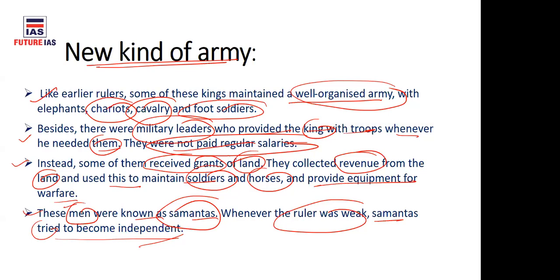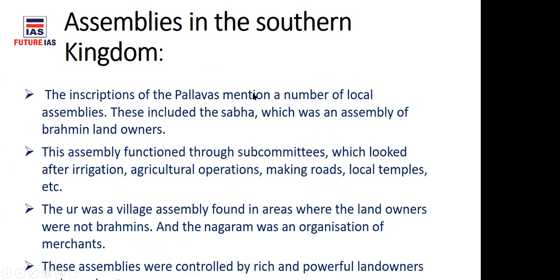All right. Now you must understand, though these samantas are very powerful because they have the support of soldiers, horses, equipment and all sorts of things, whenever the ruler was weak, these samantas tried to become independent and form an independent kingdom. Okay. Now let's understand the assemblies in the southern kingdom. What was the significance of the assemblies in the southern kingdom during the ancient past?